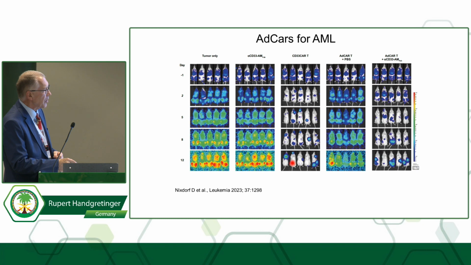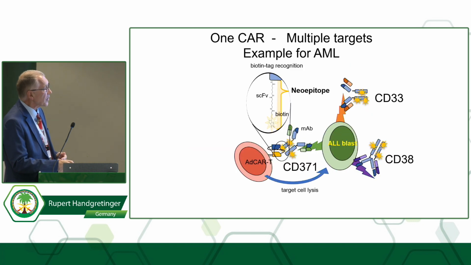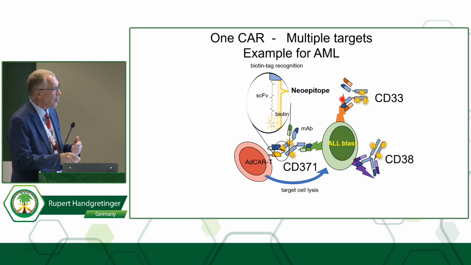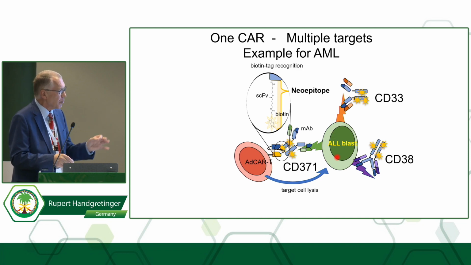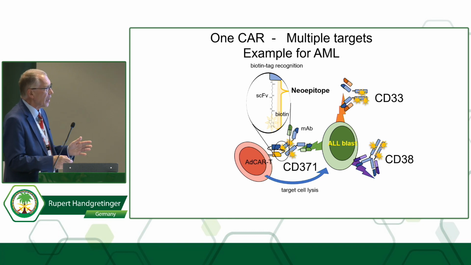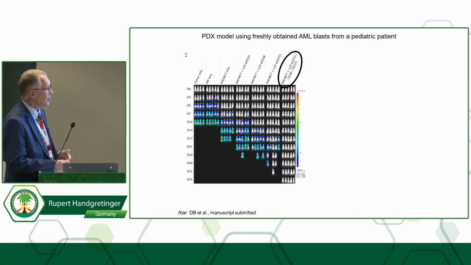This is the CD33 CAR, and this is the CD3 adapter CAR with the Fab fragment against CD33, so it works in this system. But we can also have several targets at the same time, because we can target 3 targets or even more at the same time with this approach, and we only need 1 CAR, but you have several targets at the same time, and we have done this.